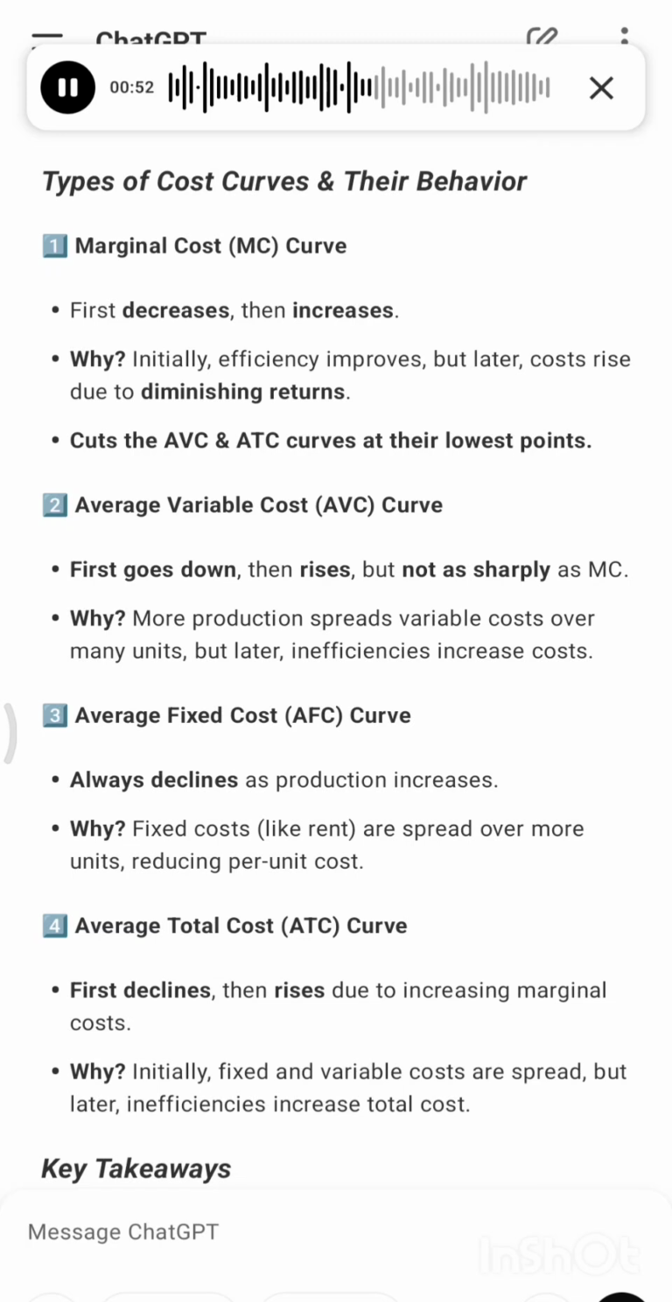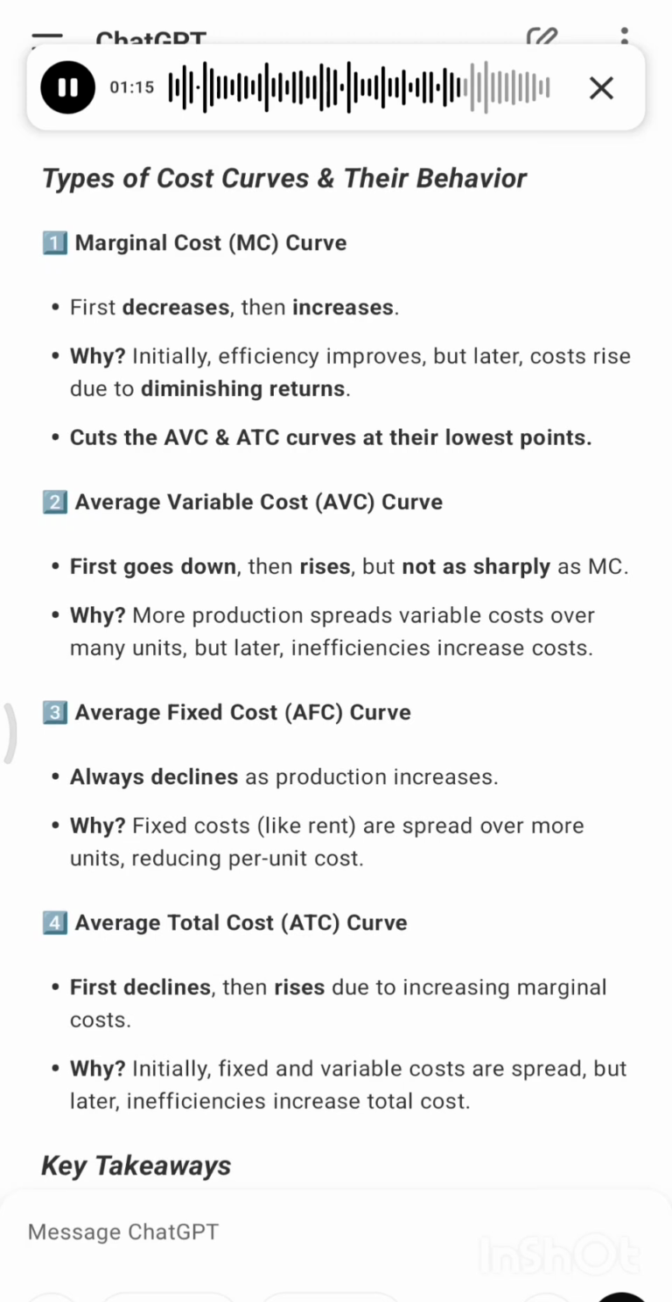3. Average fixed cost, AFC, curve always declines as production increases. Why? Fixed costs like rent are spread over more units, reducing per unit cost. 4. Average total cost, ATC curve, first declines, then rises due to increasing marginal costs. Why? Initially, fixed and variable costs are spread, but later inefficiencies increase total cost.